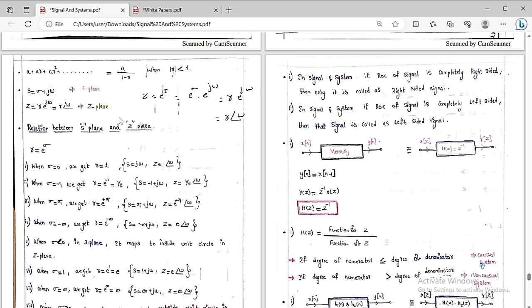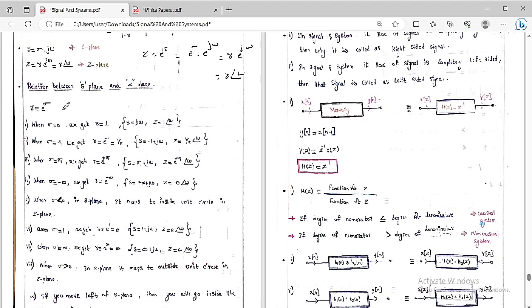You can write in any fashion, the concept is the same. S is equal to sigma plus j omega; this is in the S plane. And Z is equal to R e to the power of j omega, or R at a phase angle of omega, where R is nothing but e to the power of sigma. This is in the Z plane. I already told you that in the S plane the ROC is sigma, and in the Z plane the ROC is R.